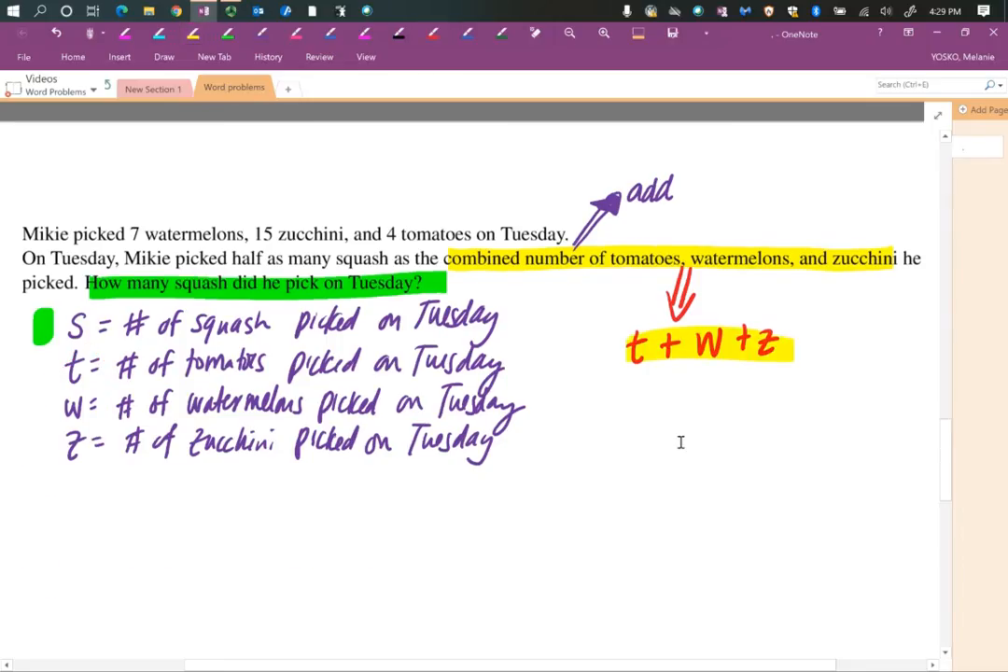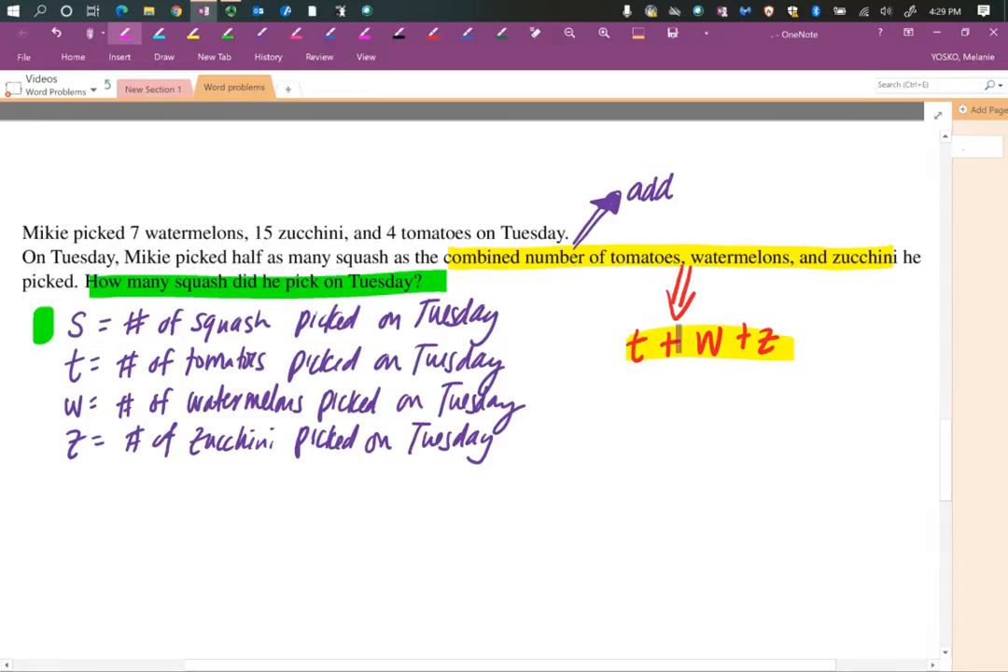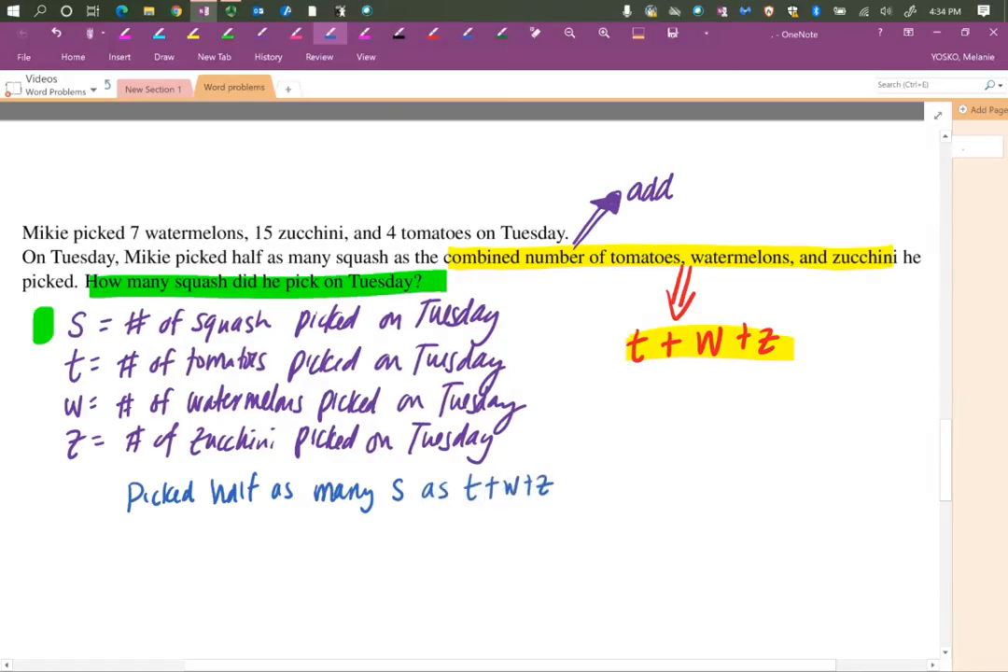Okay, so on Tuesday, Mikey picked half as many squash as the combined number of tomatoes, watermelon, and zucchini. So, picked half as many squash. Well, number of squash we're calling S, right? So half as many S as the combined number of tomatoes, watermelons, and zucchini. Well, we just said that's T plus W plus Z. So half as many S as T plus W plus Z.